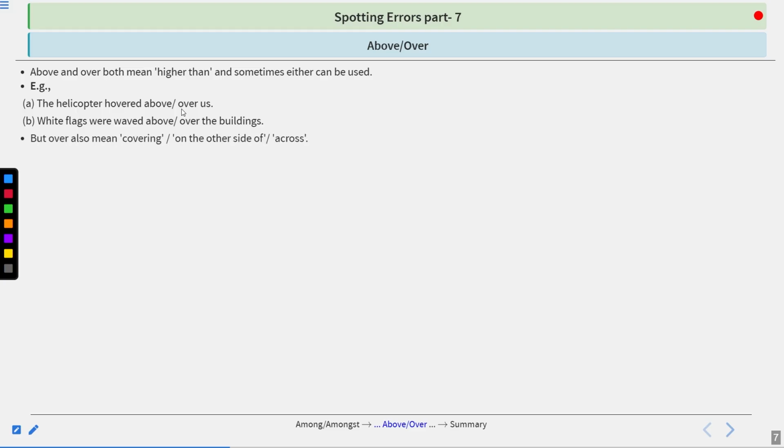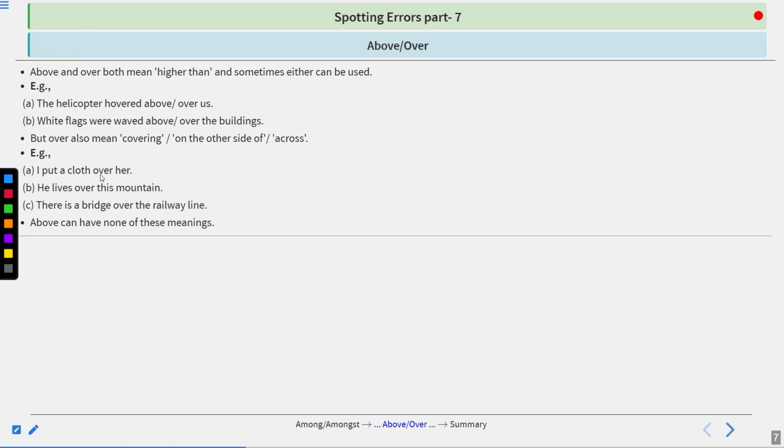But over can also mean covering, or on the other side of, or across. So over has different meanings. I put a cloth over her. It means covering, giving the sense of covering. He lives over this mountain, on the other side. There is a bridge over the railway line, across. Above can have none of these meanings. So with these meanings we use over, not above.